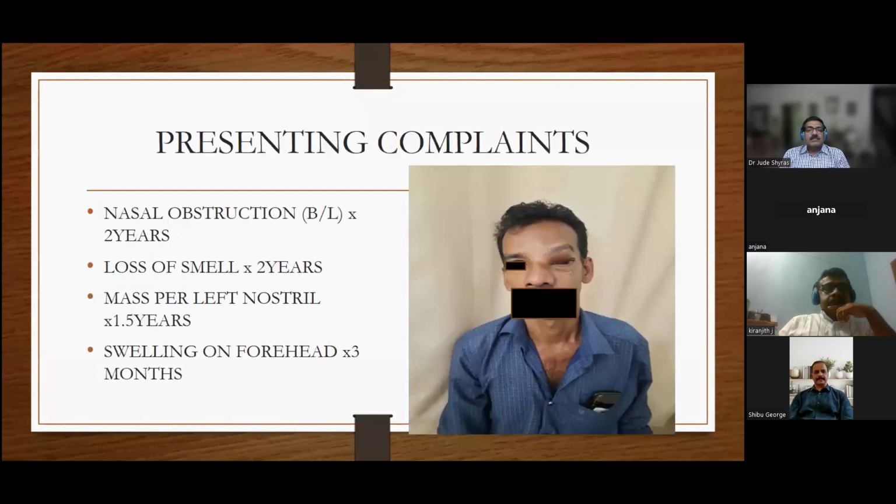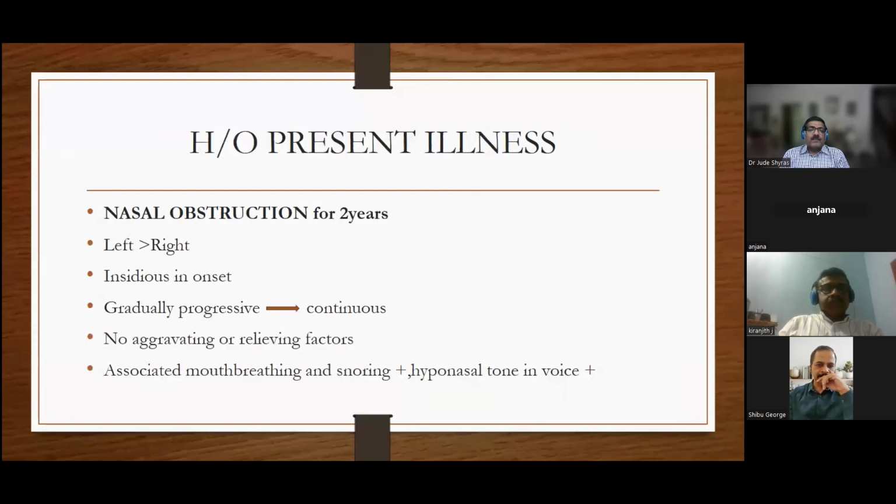The presenting complaints. He had complaints of bilateral nasal obstruction for 2 years, loss of smell perception for 2 years, mass per left nostril for 1.5 years, and swelling on the forehead for 3 months. Moving on to the history of present illness.